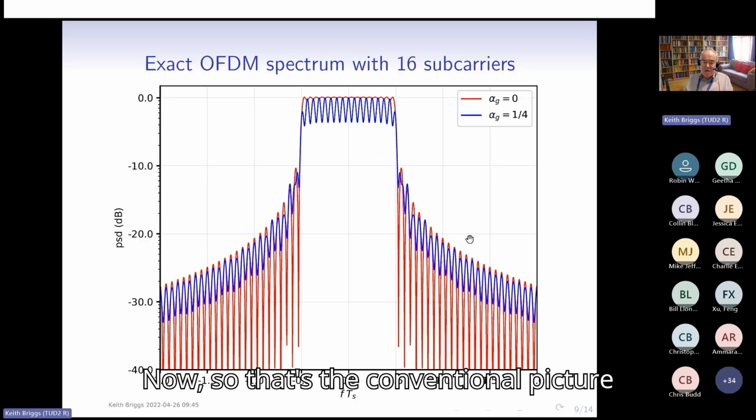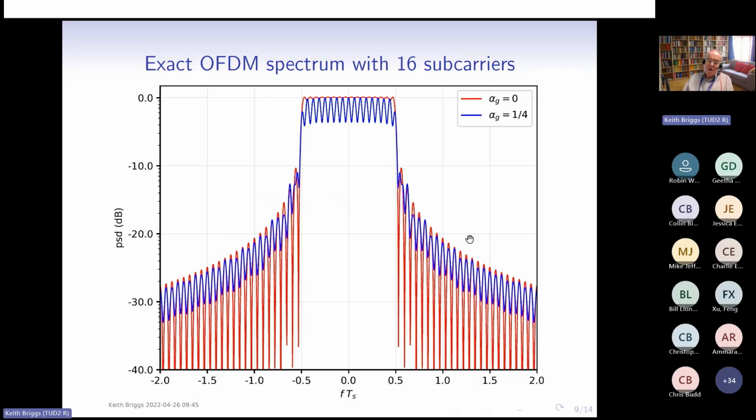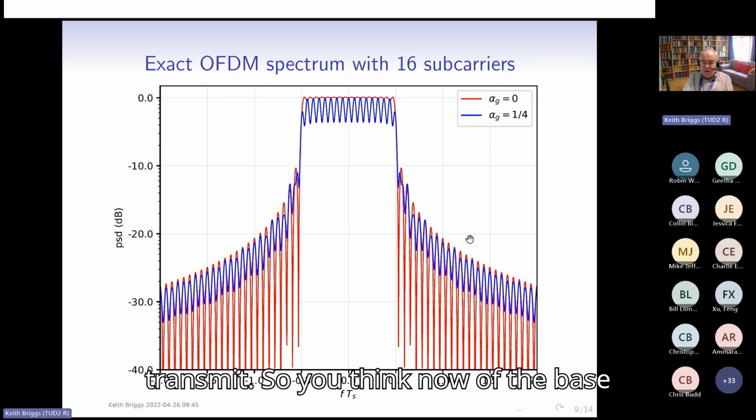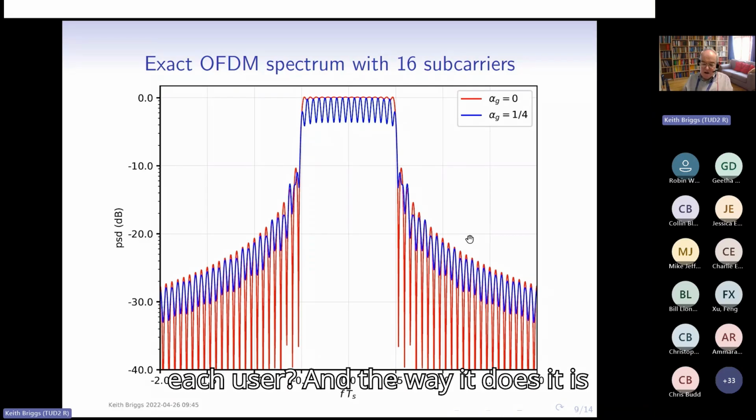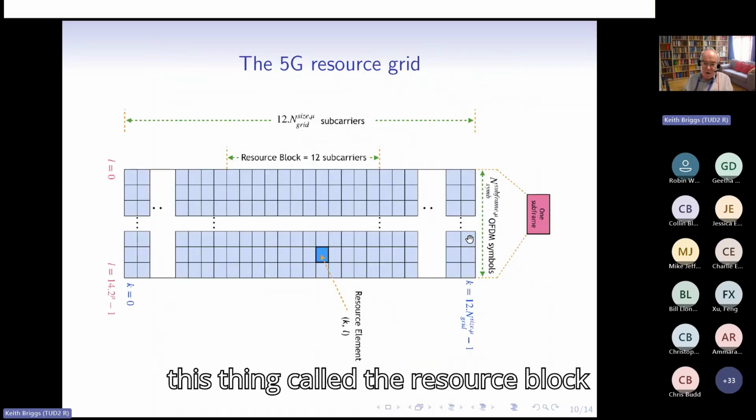Now, so that's the conventional picture, and this is how we transmit. So you think now of the base station transmitting in this 10 megahertz channel to lots of users simultaneously. How is it going to divide up the spectrum with a bit for each user?